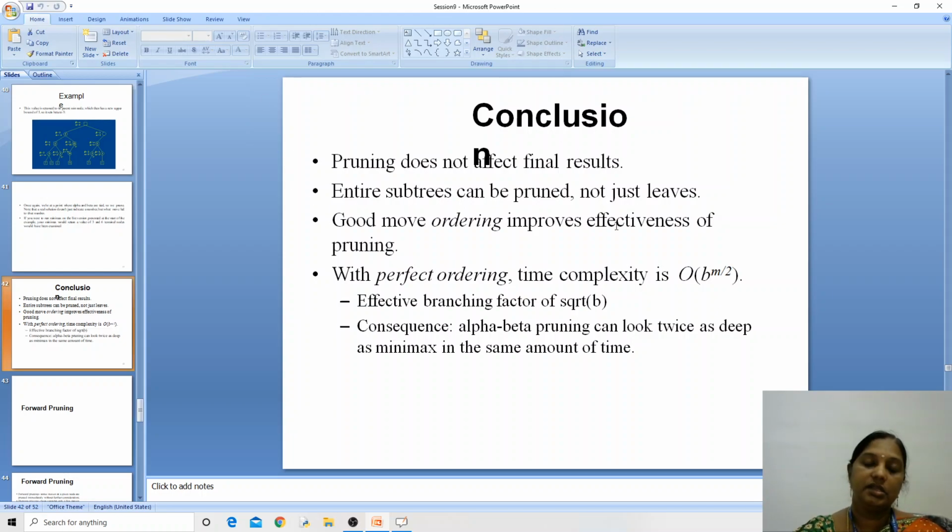And how are you decreasing the time complexity? What is the time complexity for the min-max algorithm? The min-max algorithm time complexity is big O of b power d. Then how are we reducing the time complexity? Here it is big O of b power m by 2. This is the time complexity. We can reduce the time complexity by effectively reducing the branching factor to the square root of b.